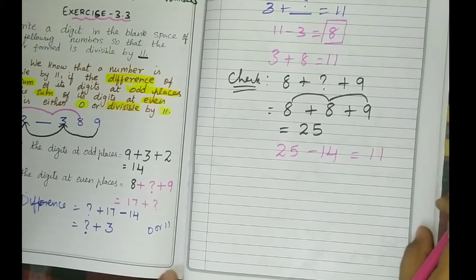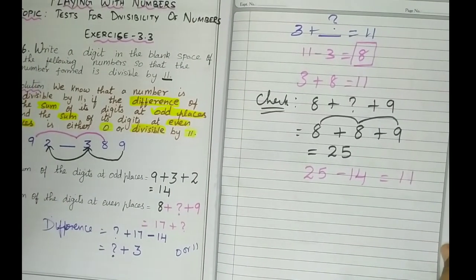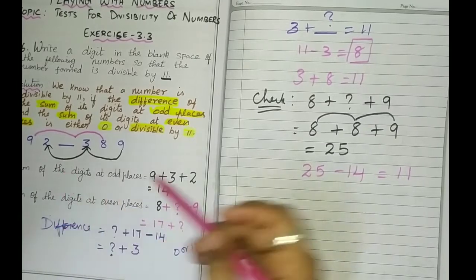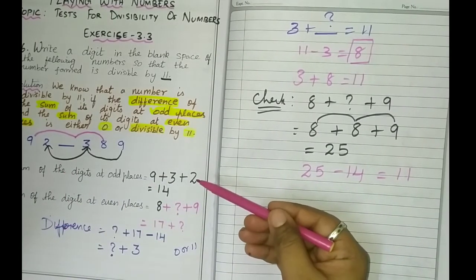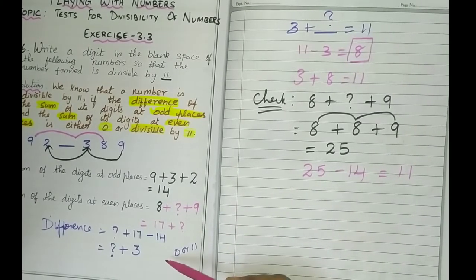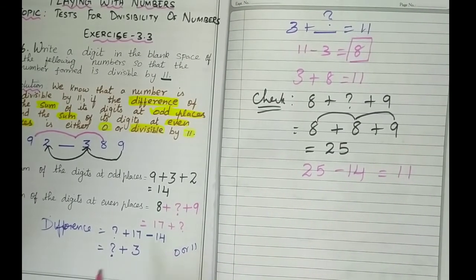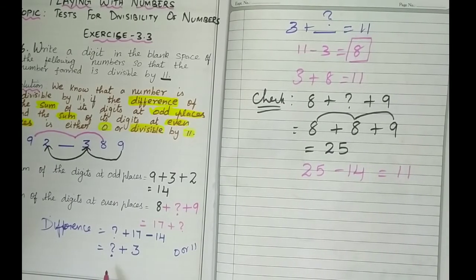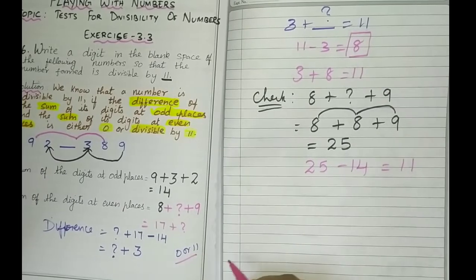So again I'll repeat these steps. I want everybody to listen. First, I'm marking the odd places and the even places. Then I'm adding the odd places, then I'm adding the even places. Third step is the difference: the unknown number, the required digit, plus 17 minus 14, so question mark plus 3. The question mark represents the required digit. So my answer is still not complete. I have to find what number has to be placed there. I should get 0 or 11.